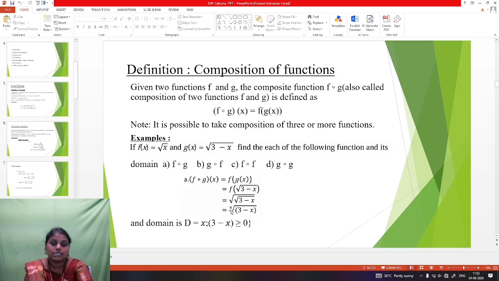There are two roots: the first root is the function f, and the second is the root of 3 minus x from g. Two roots, 2 into 2, gives the fourth root, so 4th root of 3 minus x. The domain D is x such that 3 minus x is greater than or equal to 0.